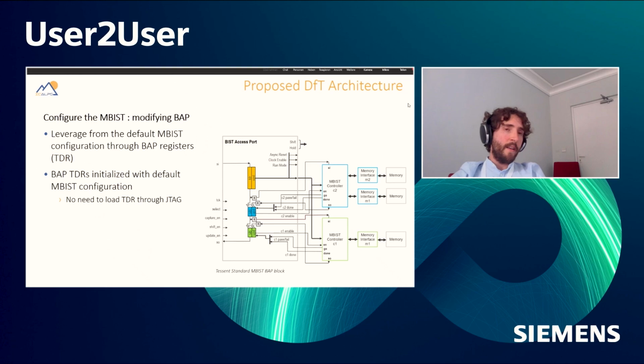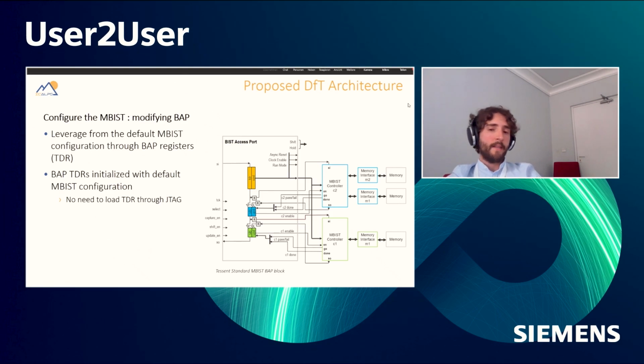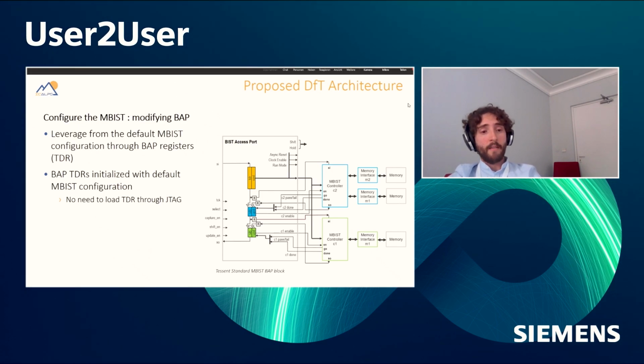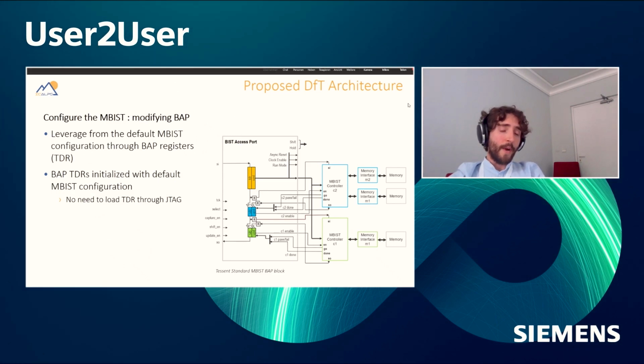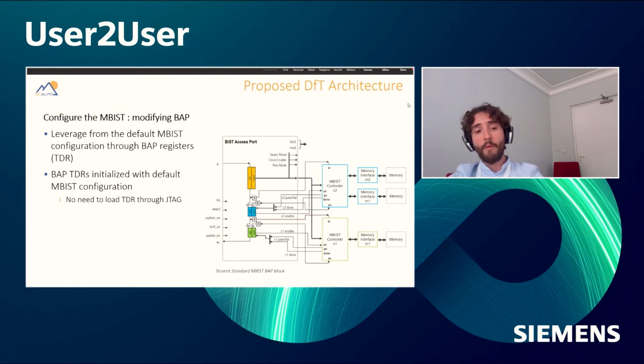There is a possibility to configure each MBIST controller individually, saying I want this kind of parameter for each memory, but there is also a possibility to launch the MBIST globally through the BAP BIST. So we just configure the BAP and launch the MBIST. Since we don't have the JTAG, maybe we can just modify the RTL of the BAP and initialize the internal registers with the default MBIST configuration. So in the end, we have no need to load the TDRs through JTAG.